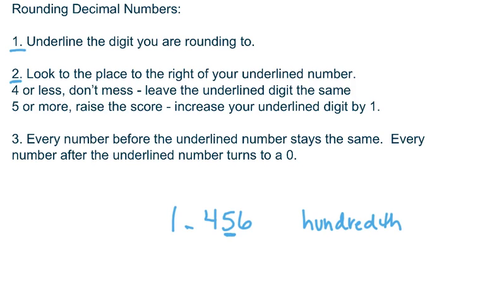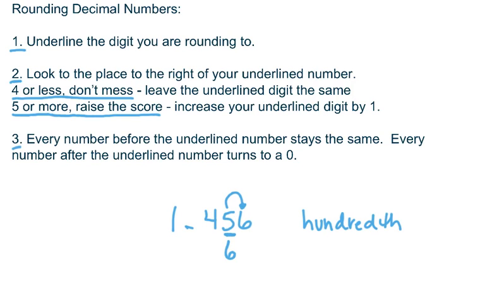The next one says, look to the place to the right of your underline. He's kind of like the buddy here. We're going to look to see what he's doing. If that is 4 or less, we're not going to mess. We're going to leave that underlined digit the same. But here, it's a 6. 6 is greater than 5. So 5 or more, raise the score. That means that 6 is going to make that 5 go up by 1.